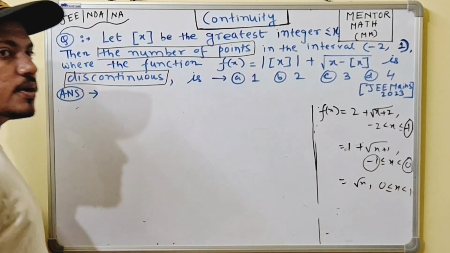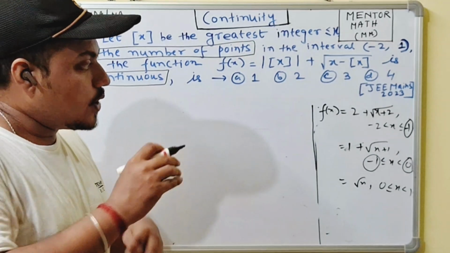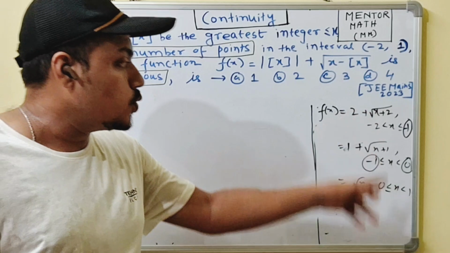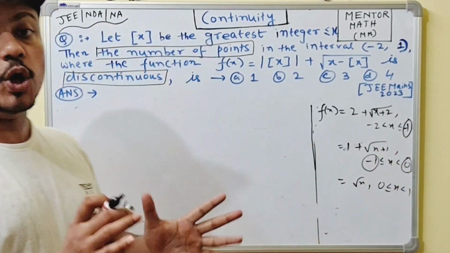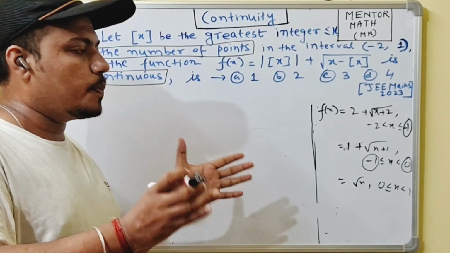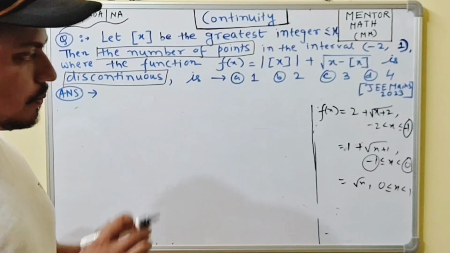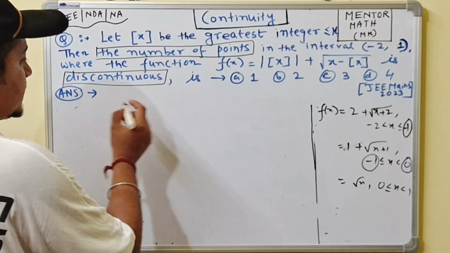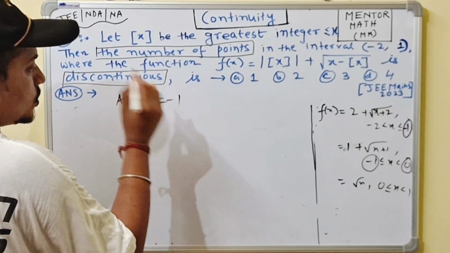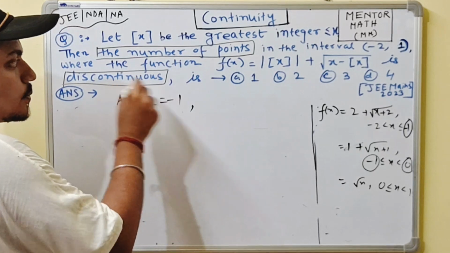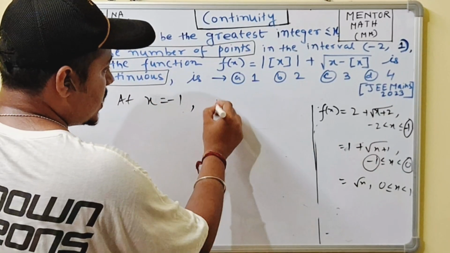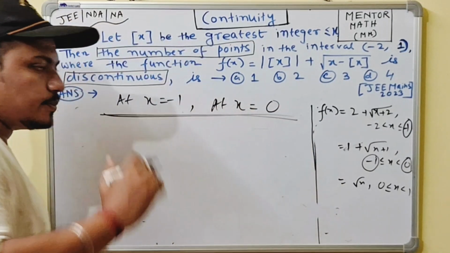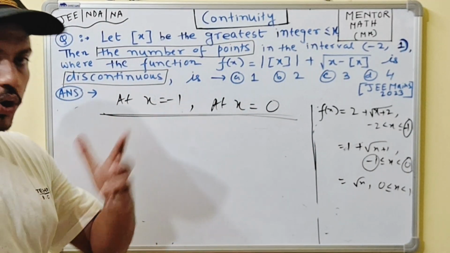So we have to check particularly these 2 points, and you have to check the discontinuity or continuity at those particular 2 points, that is minus 1 and 0, because these 2 integers belong to that open interval minus 2 to 1. So that we have to check. First job, you have to check at x is equal to minus 1. We have to check the behavior of the function on that particular point, and also you have to check at x is equal to 0. So at these 2 points, we have to check whether the function is continuous or discontinuous.